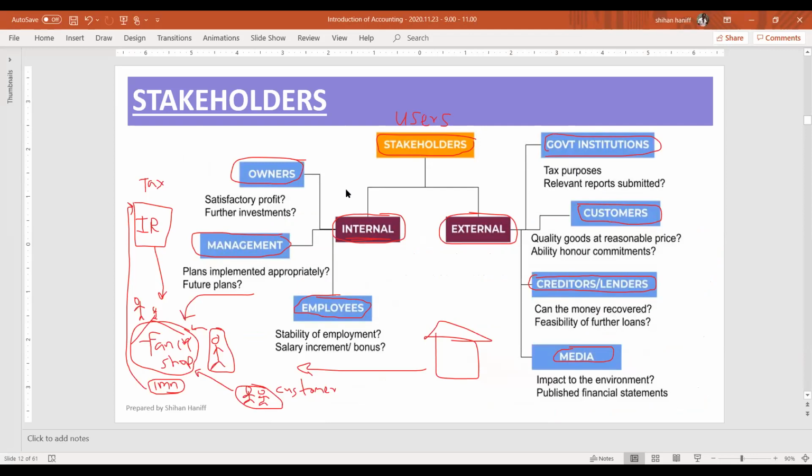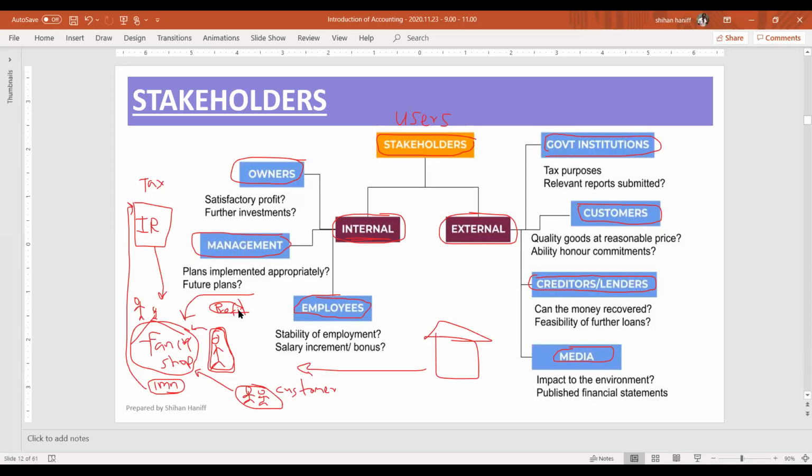What gives the highest benefit? Let's say this fancy shop. The owner of this fancy shop will see the financial information, the profit. How much is the profit of this fancy shop?